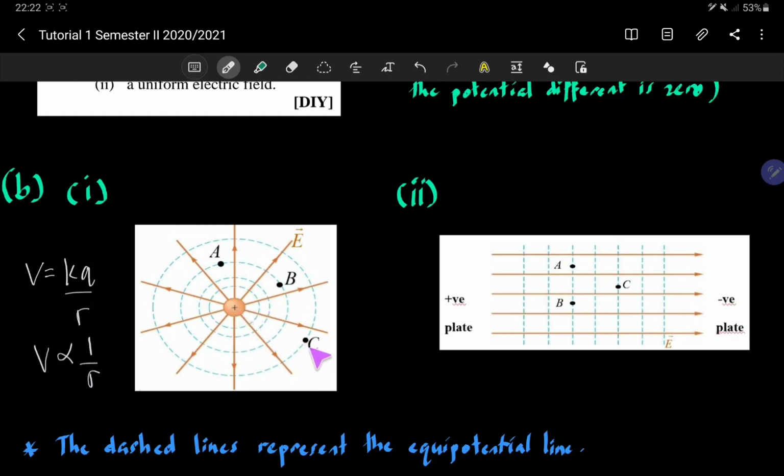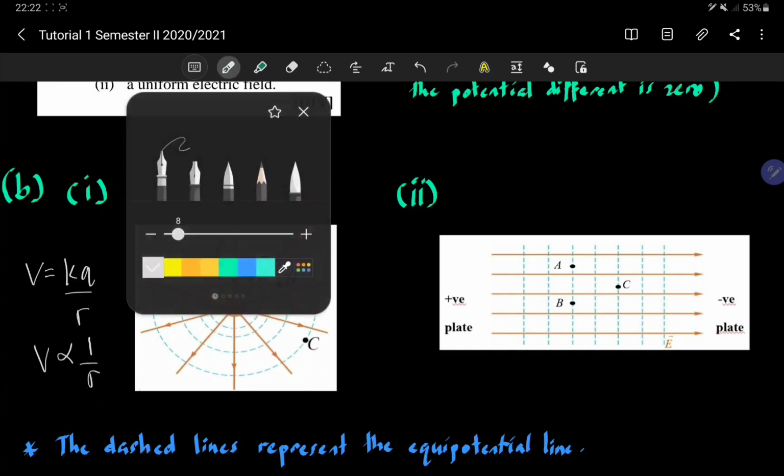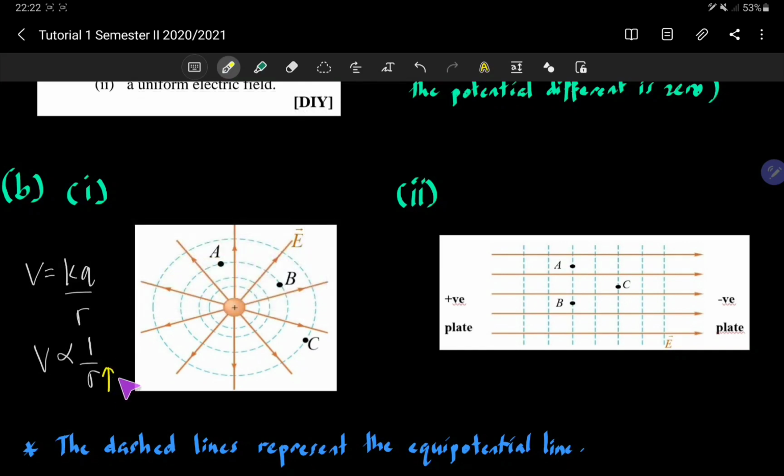So as we know, RC is greater. So for any greater R, what happened to V? V is smaller, because they are inversely proportional, isn't it? So between B and C, VB is greater than VC. Why? Because B is closer to the positive charge compared to C. Alright, so this is for any isolated charge. The surface now is just a circle.